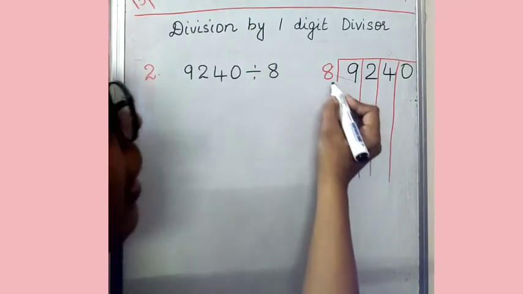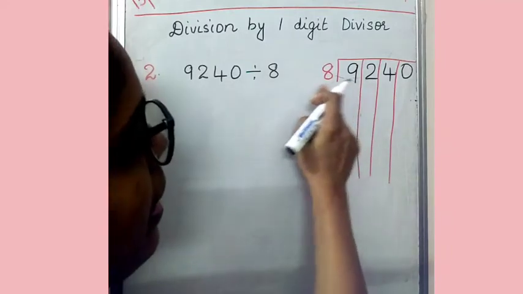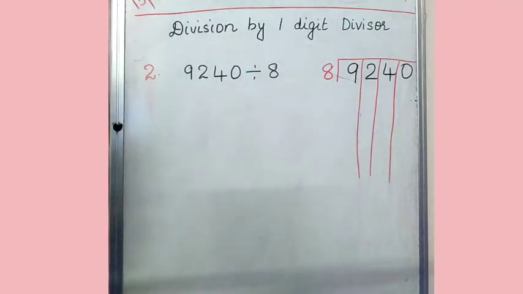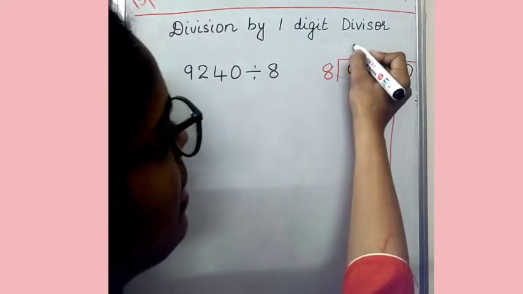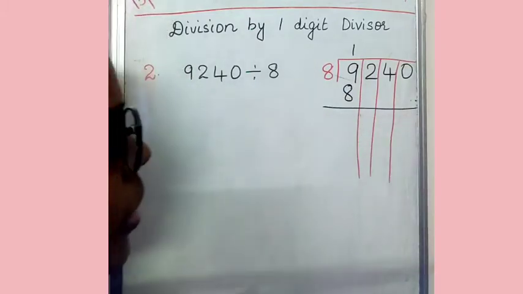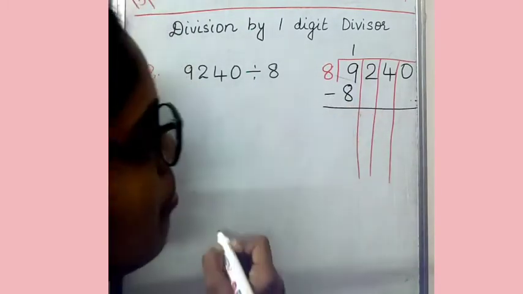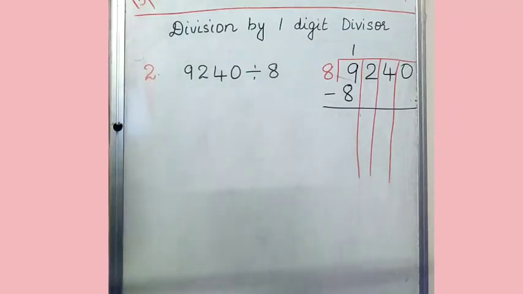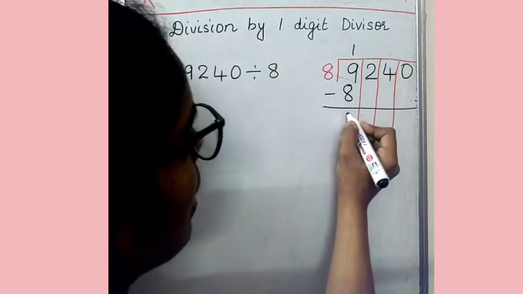How many times is 9 a multiple of 8? No. But a number nearer to the multiple of 8 is 9. 1 8 is 8. Draw a line. Put the subtraction symbol. We put the subtraction symbol because division is a repeated subtraction. 9 minus 8, 1.